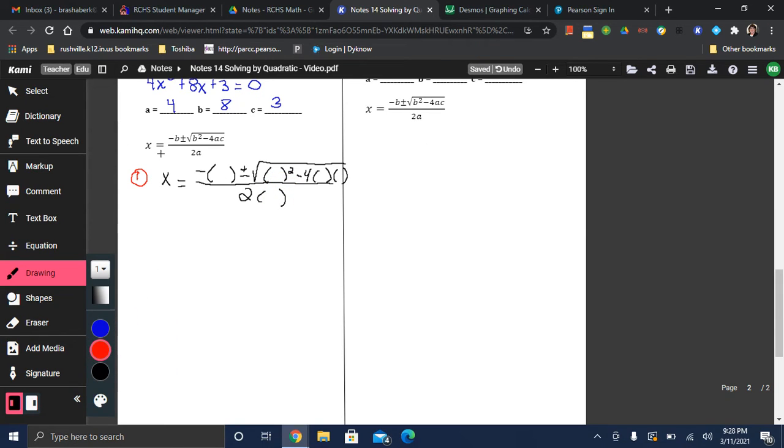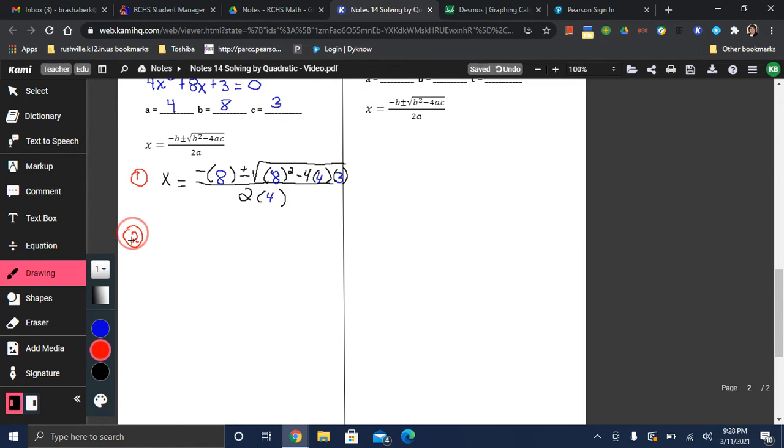So we're going to substitute in according to the formula. We already have the negative sign. Now our b goes on the inside, so that would be 8 and then b squared. So the 8 would go right here again. And then here we have a, which is the 4, and the c, which is the 3. And then in the denominator, the a, which is a 4. So that'd be line number 1.